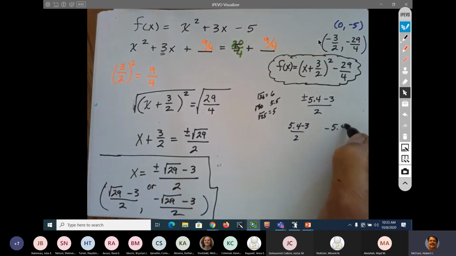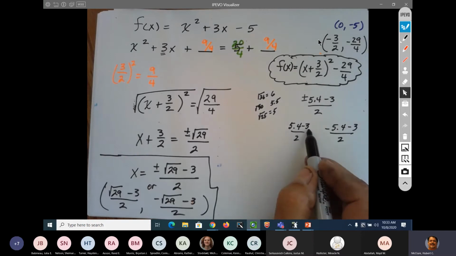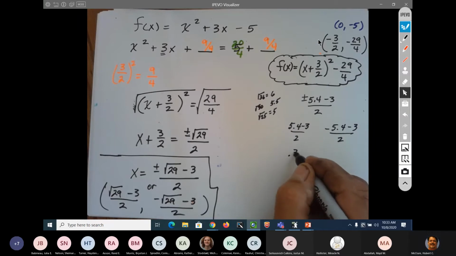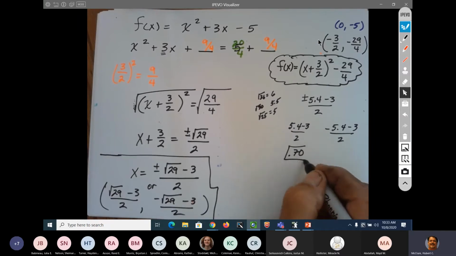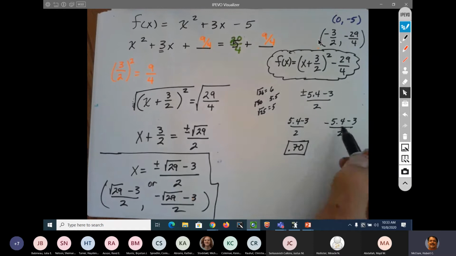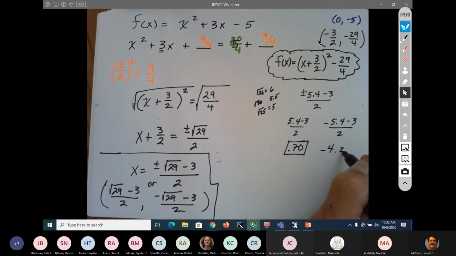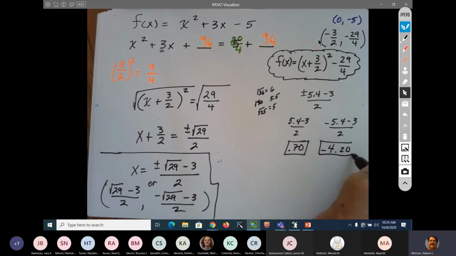5.4 minus 3 over 2. Negative 5.4 minus 3 over 2. 5.4 minus 3 is 1.4. And what's half of 1.40? 70 cents, Hubert. That's right, class. And negative 8.4, what's half of 8.40? And there's our two x-intercepts to graph with.